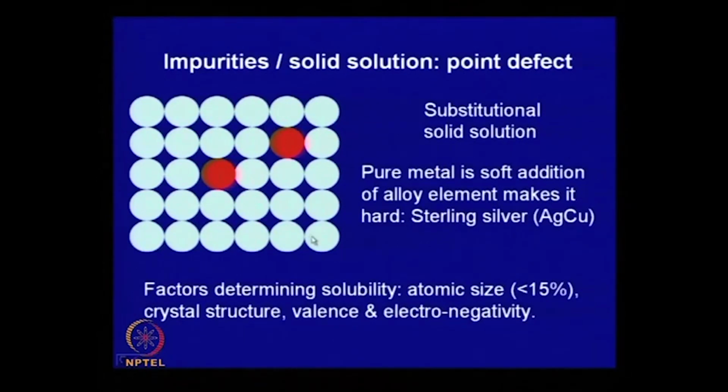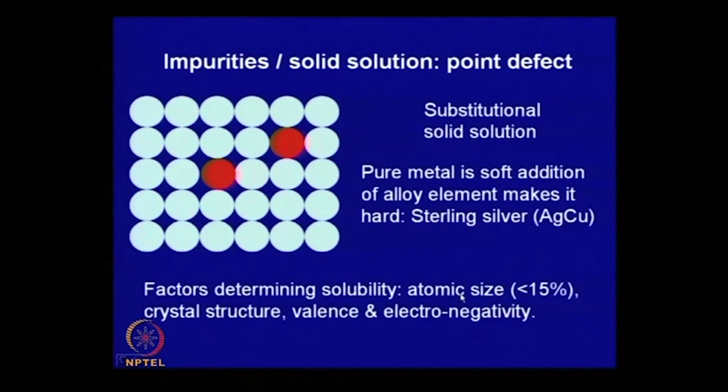Now, pure metal, as has been mentioned, is soft, and addition of alloy element makes it hard. This example I gave is that of sterling silver. Now, what are the factors which will determine how much of another metal a particular lattice can dissolve? This will primarily be determined by certain characteristics of these two metals, and these are the factors which are listed here.